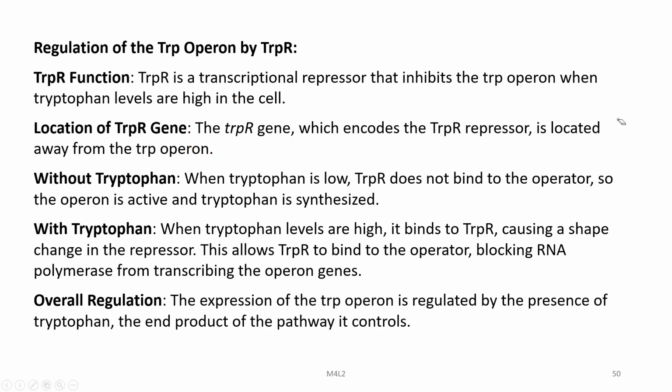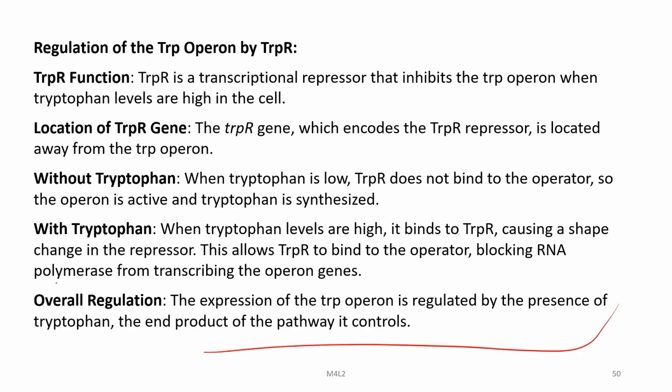So, when tryptophan is low, TrpR does not bind to the operator. So, the operator is active and tryptophan is synthesized. When tryptophan levels are high, tryptophan binds to TrpR, causing a shape change in the repressor, allowing it to bind to the operator, blocking RNA polymerase from transcribing the operon genes. The expression overall of the tryptophan operon is regulated by the presence of tryptophan, the end product of the pathway it controls.